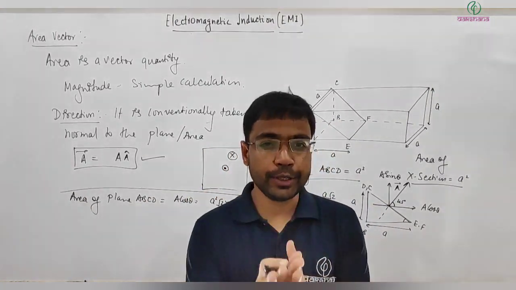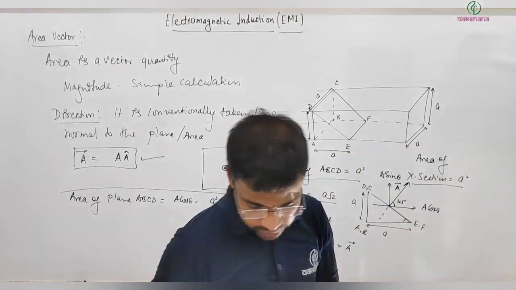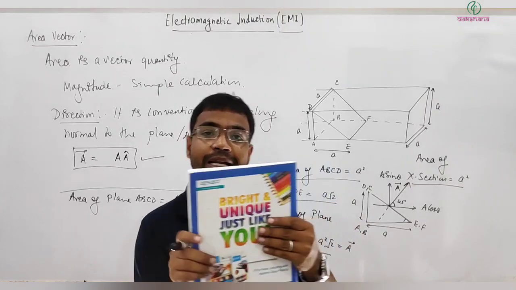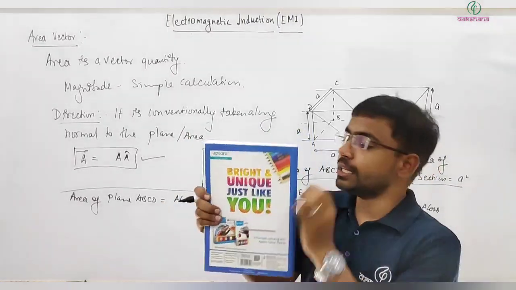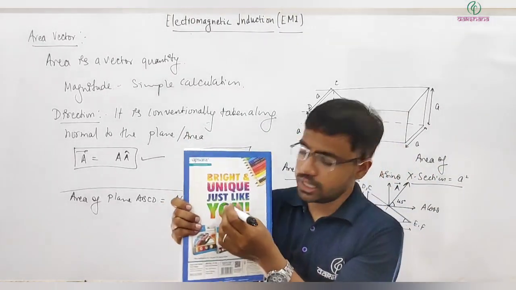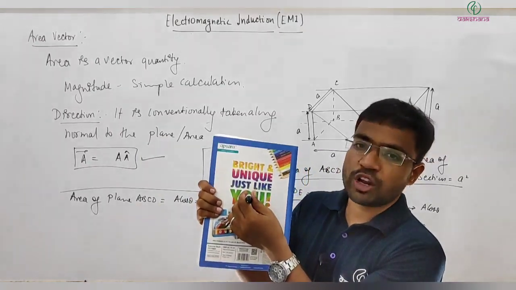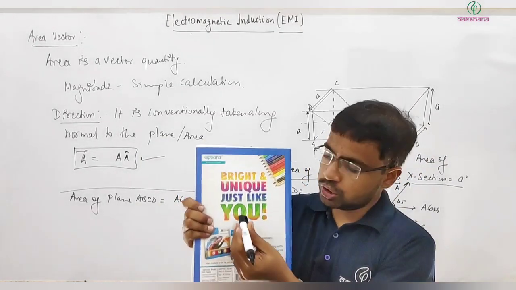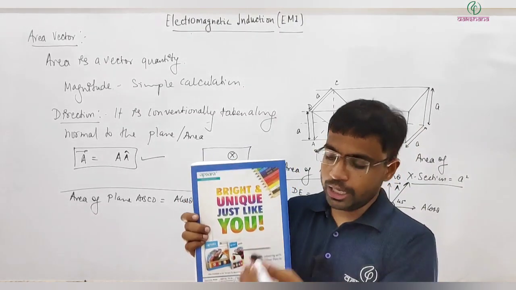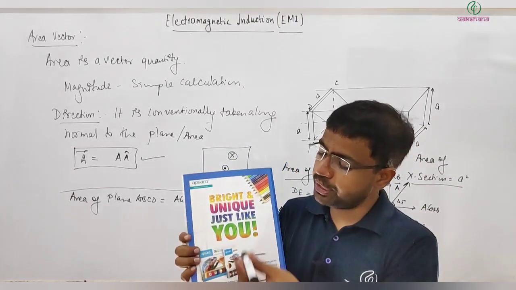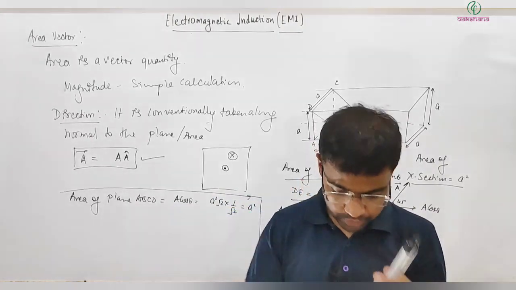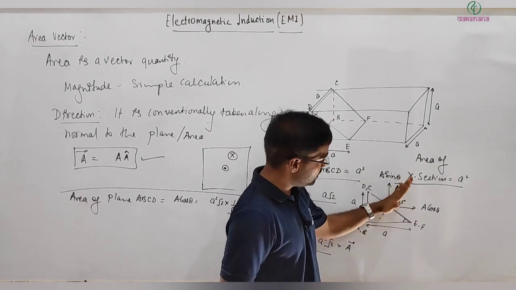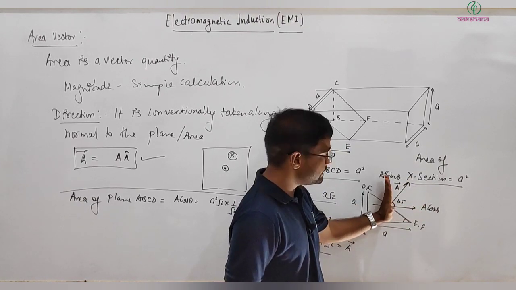The simple thing is that if any surface is there, so let's say this is your normal. This is one surface. The direction of this area vector will be normal to it. You can take it outward or inward, so the direction will be along the normal. Now if I resolve it into components, just like here my net area vector is this, I resolve it into A cos theta and A sin theta.